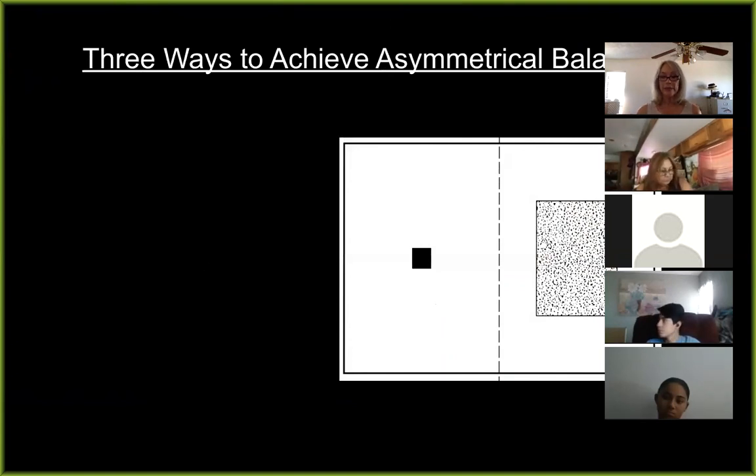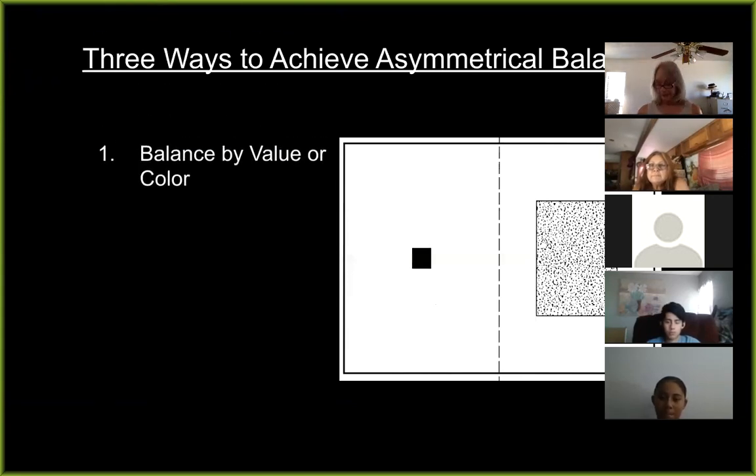This first one is with value. As you probably read in the book, even though the right-hand square is much larger than the left-hand square, our eye is drawn to the small black square because of the high contrast of that black on white, and because dark colors like this tend to just grab our eye. So this is balanced by value.